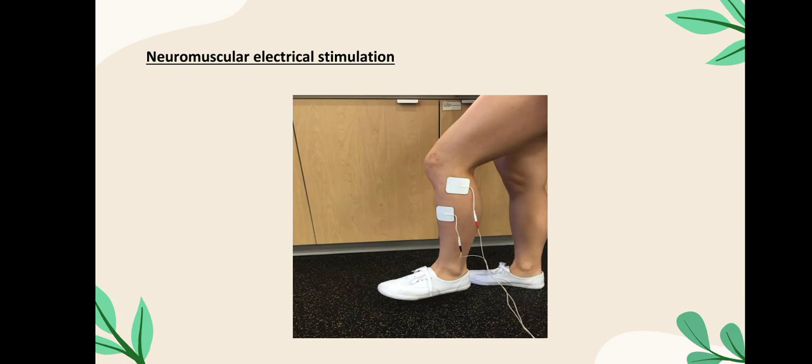The next is the neuromuscular electrical stimulation. Neuromuscular, because we are going to apply the electrodes on the muscle which has become weakened. For example, on the tibialis anterior muscle, we place 2 electrodes, and a small intensity current is supplied to that muscle, so that it becomes activated and performs the movement.